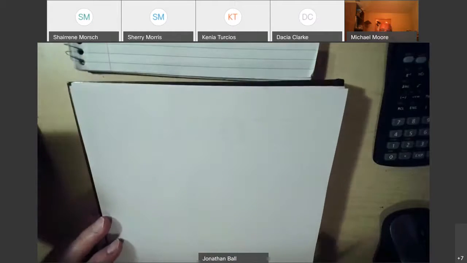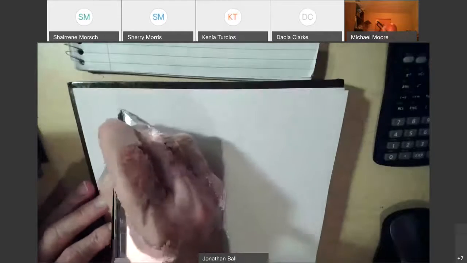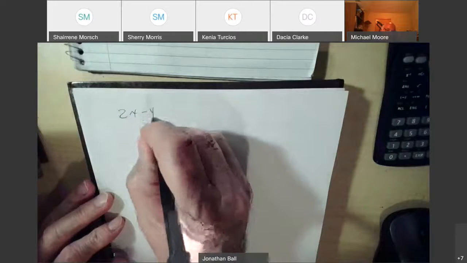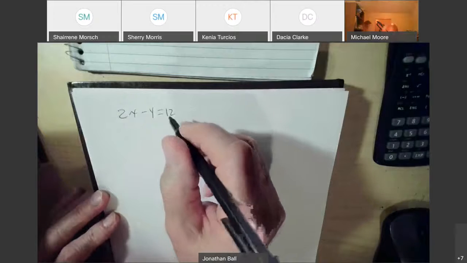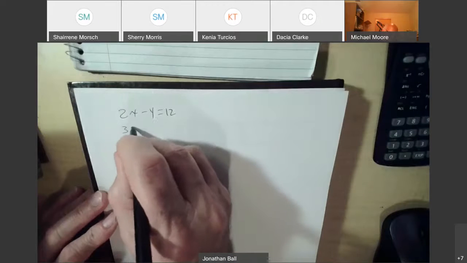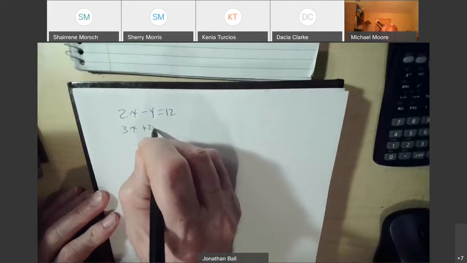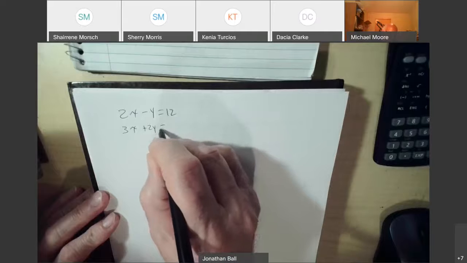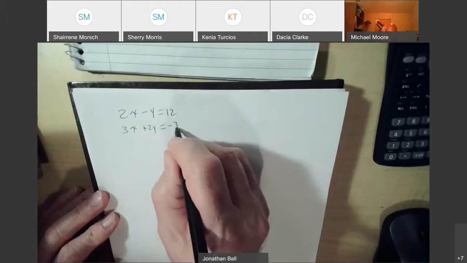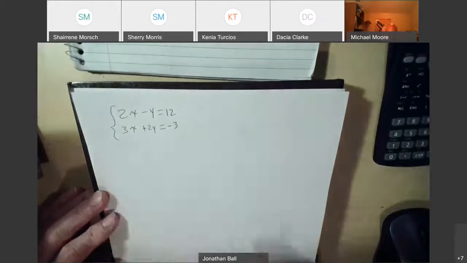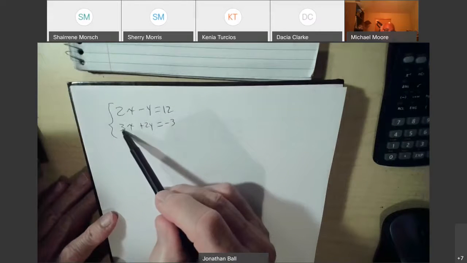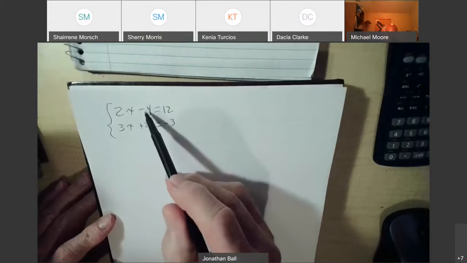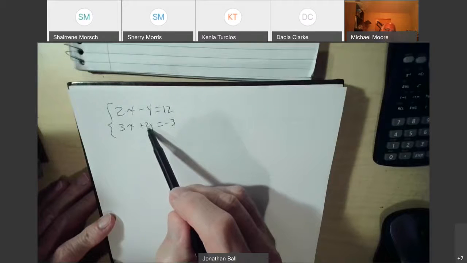Okay, now what if we have this one? 2x minus y equals 12. 3x plus 2y equals negative 3. System of equations. Now, can we multiply 2 times anything to give us 3? No. How about negative y and 2y?